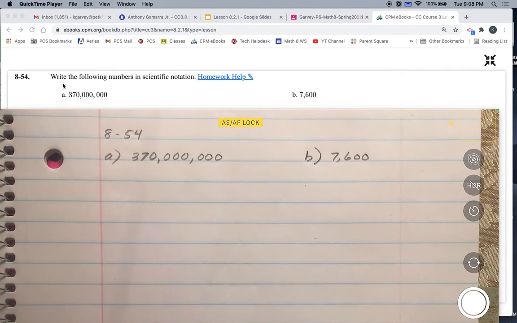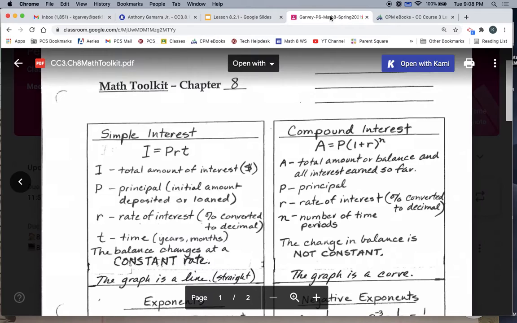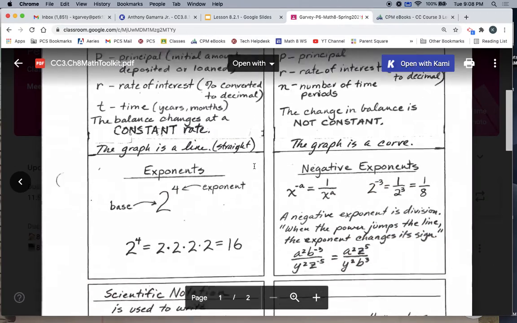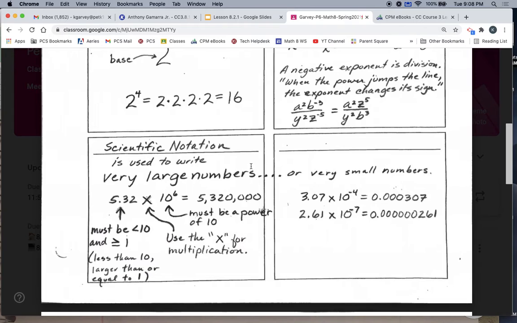8-54. Write the following numbers in scientific notation. Okay, so we've got two numbers here, which I've already written down on my paper. So the first thing I'm going to do is take you back to our Chapter 8 toolkit, and we're going to take another look at what scientific notation is.